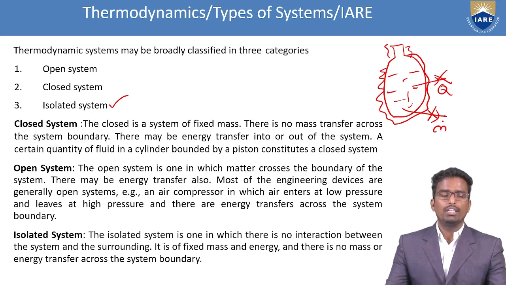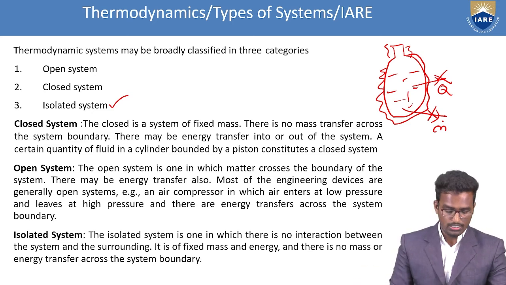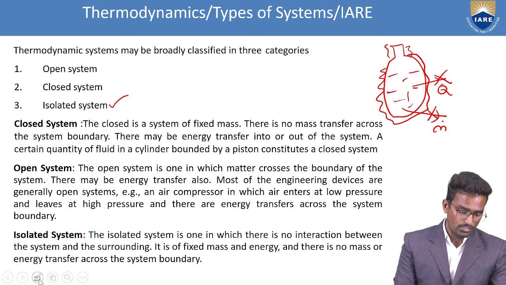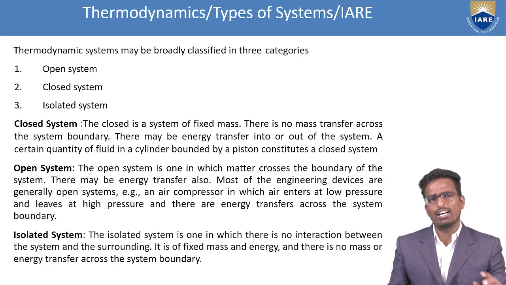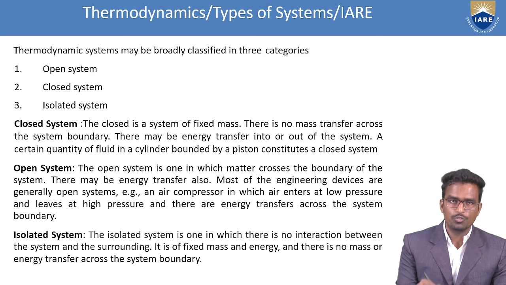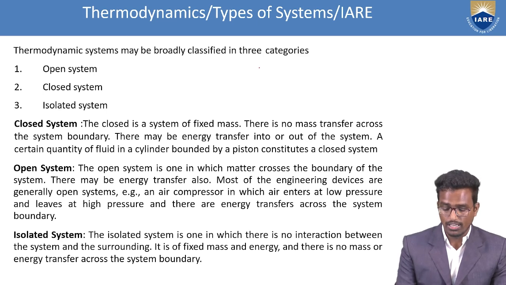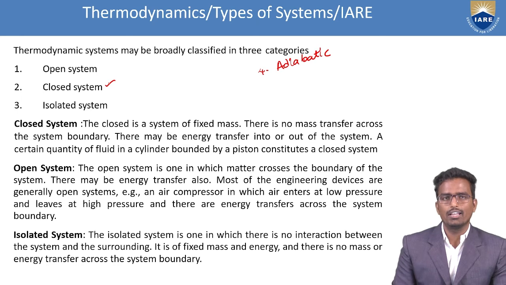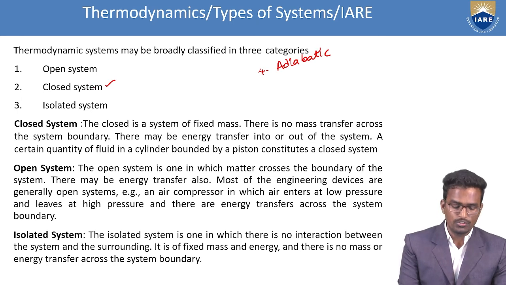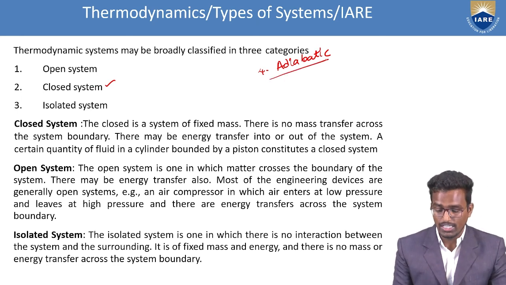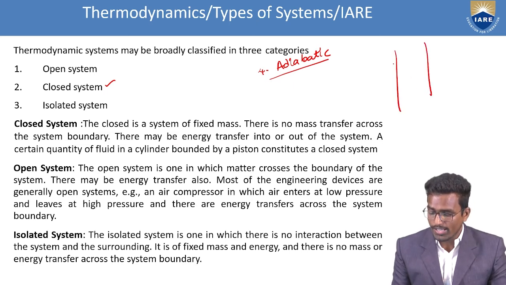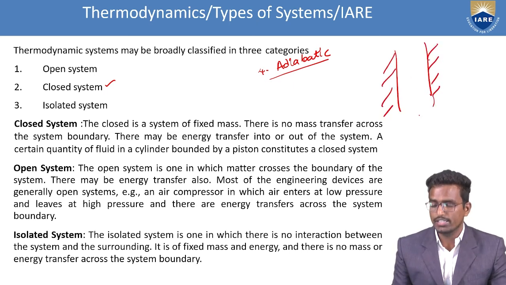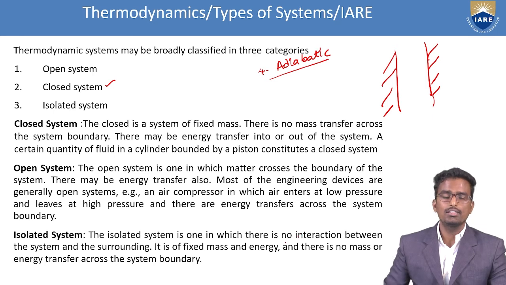So in thermodynamics, basically these three types of systems we generally come across. In addition to this, there is one more system that does not come under this classification, but generally we have a fourth one called the adiabatic system. In a closed system, only energy interactions are there, no mass interactions. That type of system we call a closed system. But in an adiabatic system, only mass interactions are there, no energy interactions, then I can call it an adiabatic system.